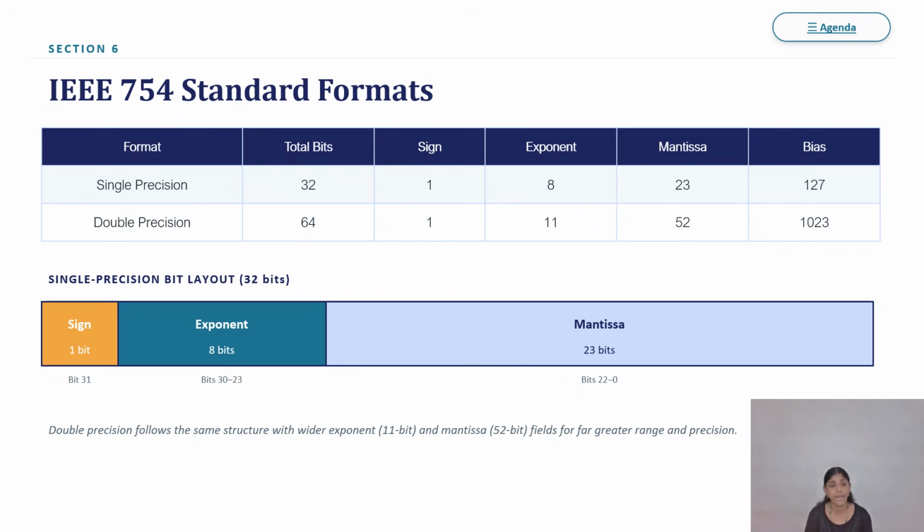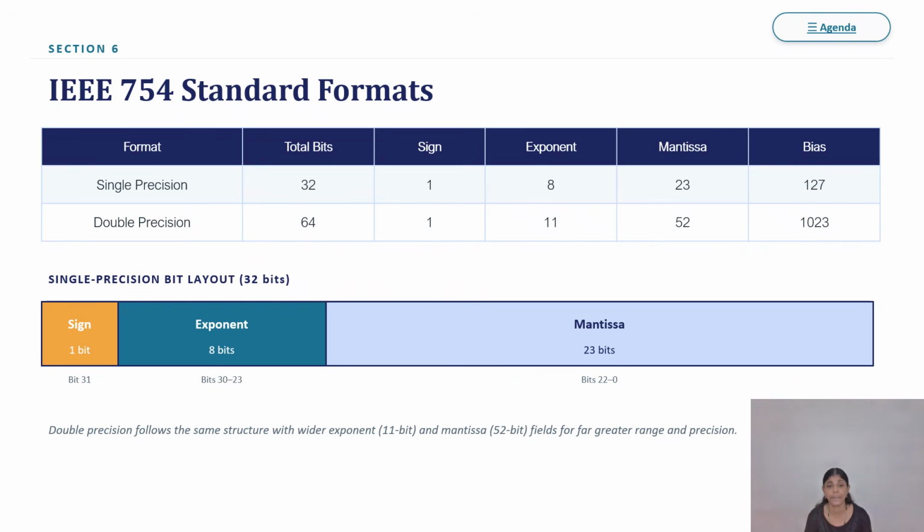Already I told you, whenever you are making this floating point representation, you have to follow some format or standard. That format or standard is IEEE 754. In that particular format, you can take two precisions. One is single precision and another is double precision. So please check all the columns. The first column is total bits. The second column is sign. The third column is exponent. The fourth column is mantissa. And the fifth column is bias.